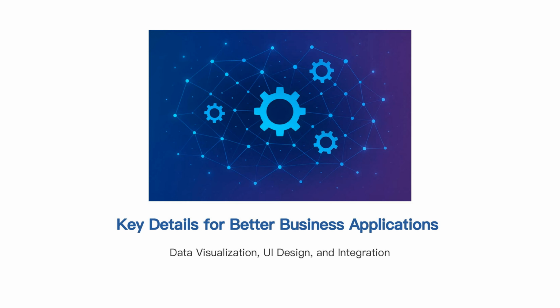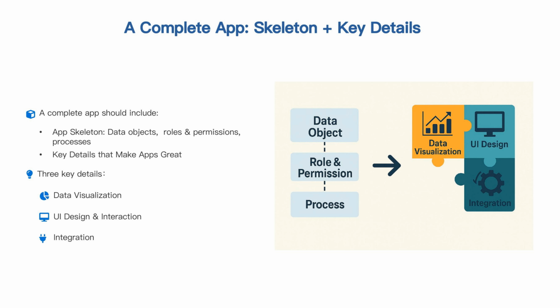Finally, we also need to pay attention to the key details that enhance user experience. The data objects, user roles, and business processes we discussed earlier form the basic architecture of an application, or its framework. However, to make an application truly user-friendly, there are some often overlooked but critical details beyond the framework. Here, we will focus on three. The first is data visualization. The second is interface design and interaction experience.